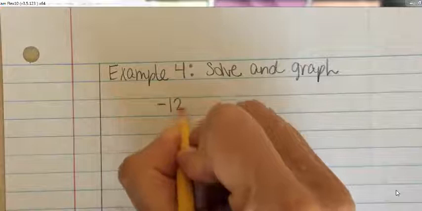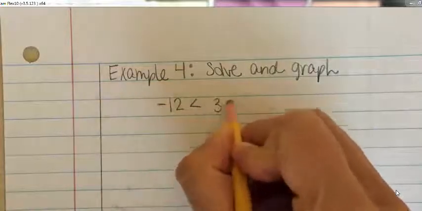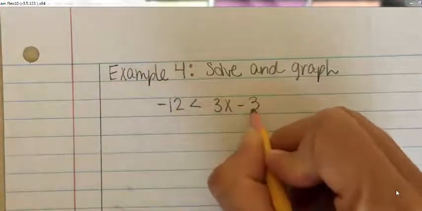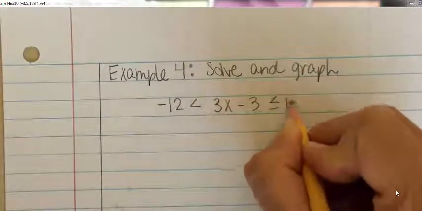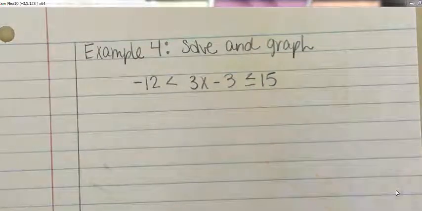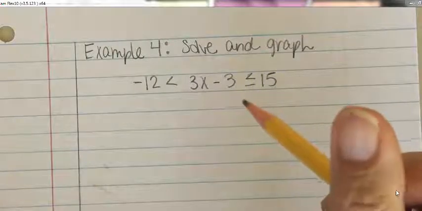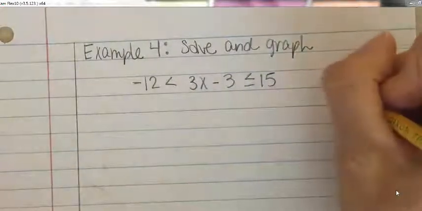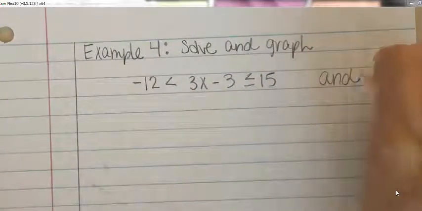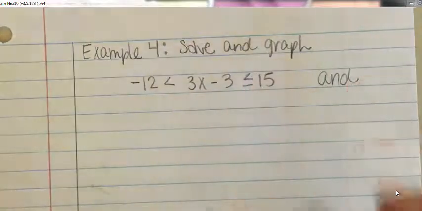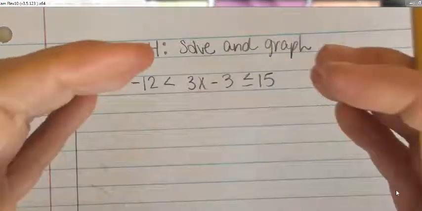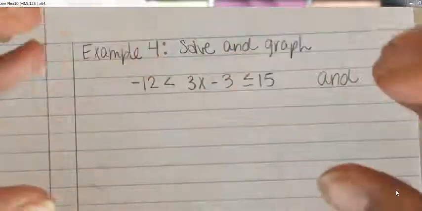All right, so how about we do this one? Let's do -12 is less than 3x minus 3, less than or equal to 15. So this is an and problem. Okay, so this is an and. I'm going to write that down. Notice I've got one compound inequality. When I graph this, I should have a section on my graph that's just shaded in between two values.